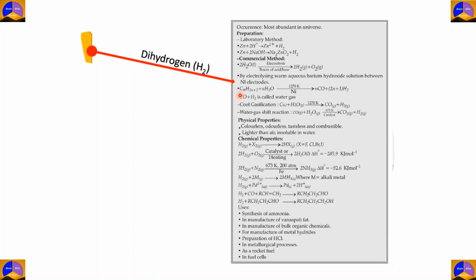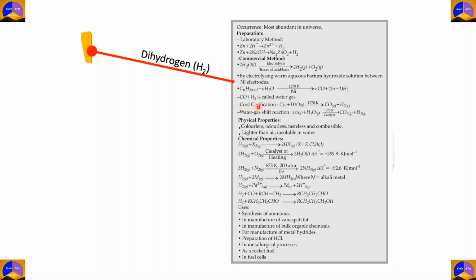The third method is known as reaction of H2O on coke. Now coke is a form of carbon. So in this reaction, a hydrocarbon plus water gives you carbon monoxide and hydrogen. Now carbon monoxide and hydrogen as a mixture is called water gas.